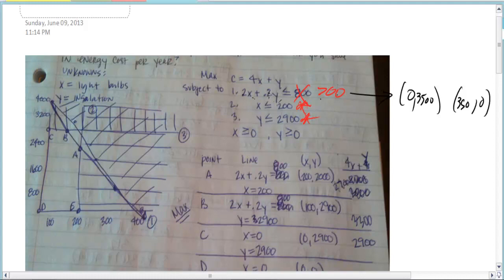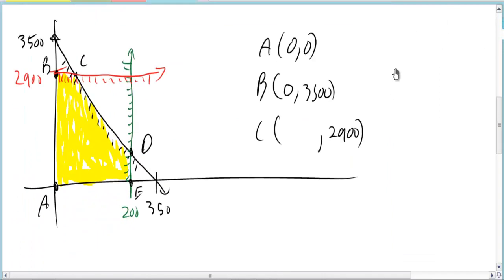So I go back up to the equation. So 2x plus 0.2 times 2,900 should be less than or equal to, but we're just trying to solve for x, so we can just make it equal to 700. Now when you solve this, you end up getting 60. So I go back down now. Okay, so I know this corner point is going to be 60, 2,900.